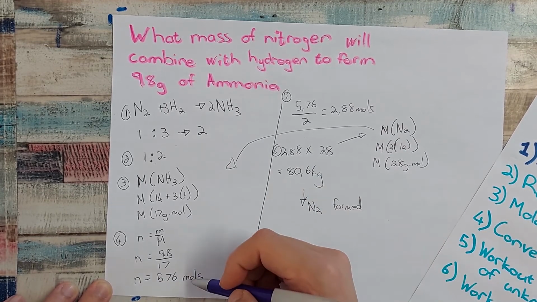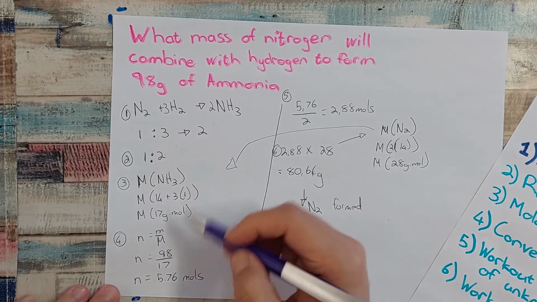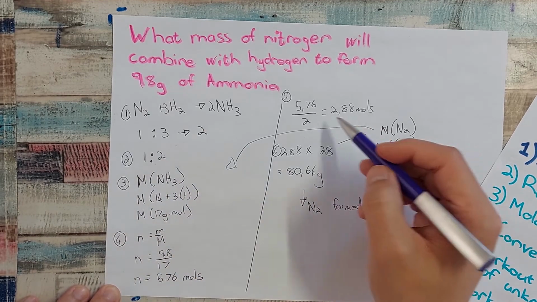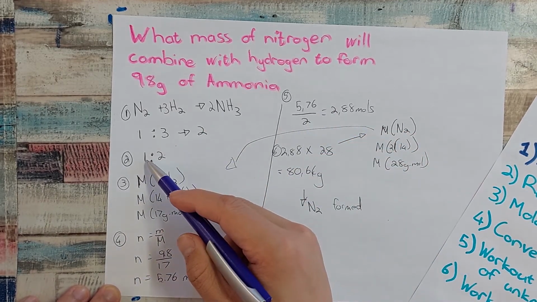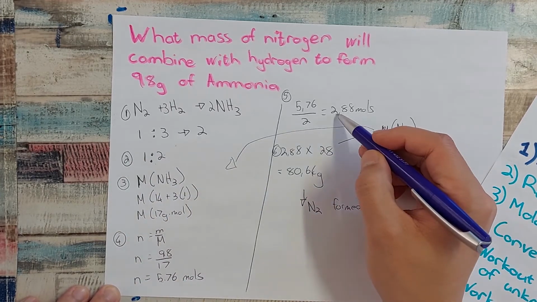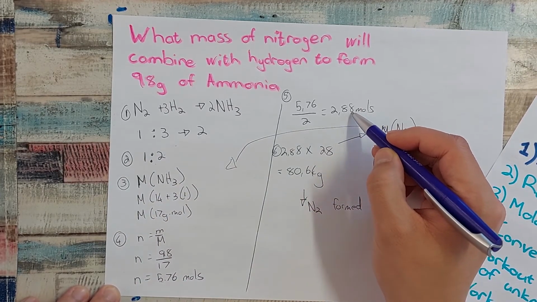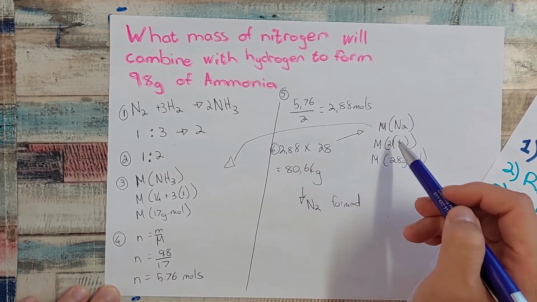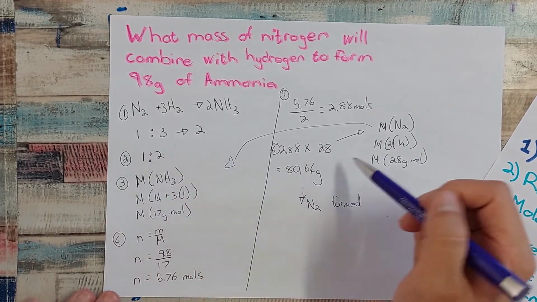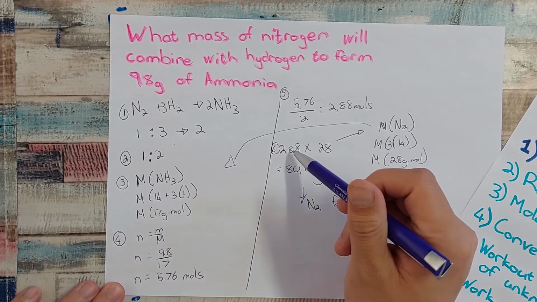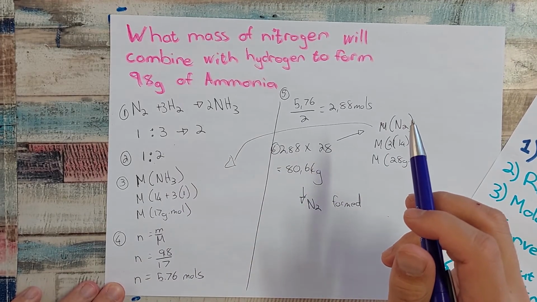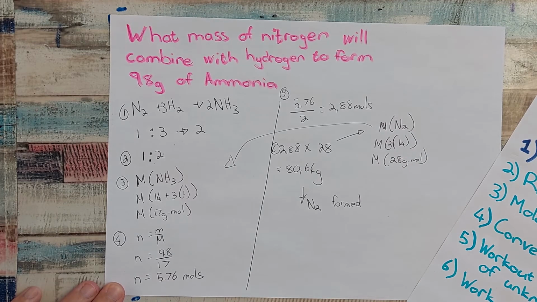But that's how many moles I have in total. But remember, my ratio is 2 is to 1. So I still need to divide it by 2 over here. Divided by 2, why? So I can get my 1 over there. That means I get 2.88 moles. This 2.88 moles, I'm going to multiply it by 28. Why? Because this 28 is my molar mass for nitrogen. So 2.88 times 28 is going to give you 80.64 grams. Right, that is your stoichiometric calculations.